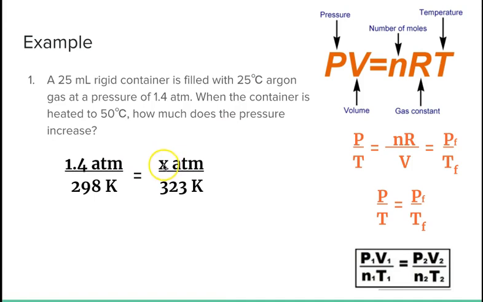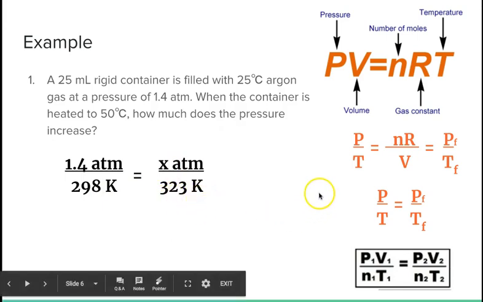Our unknown is our final pressure, and so that's in atmospheres. Notice that I've changed the temperatures to Kelvin. You get a very different answer if you don't change the numbers to Kelvin. Solve for your variable and you end up with 1.5 atmospheres. So that increase of 25 degrees actually only slightly increases the pressure.